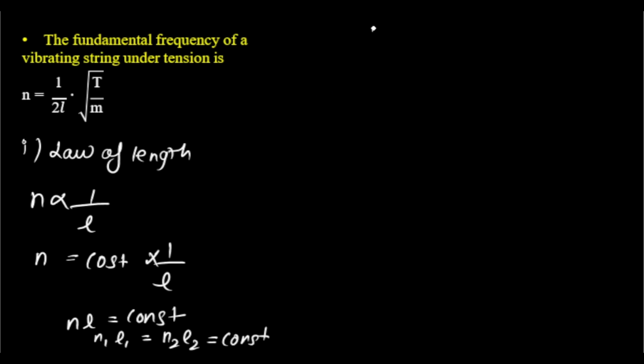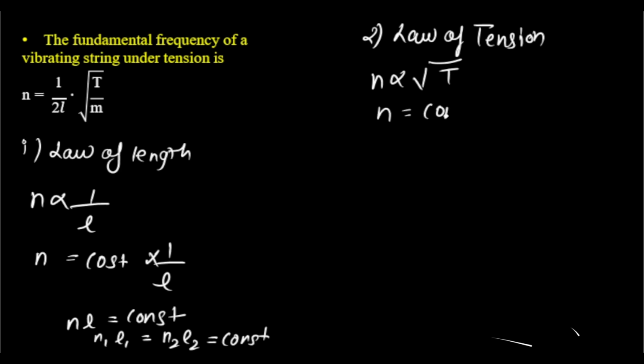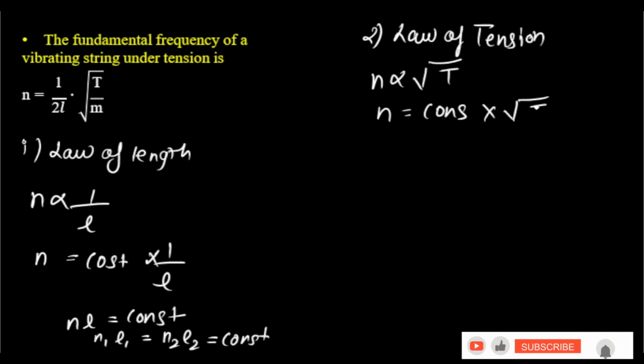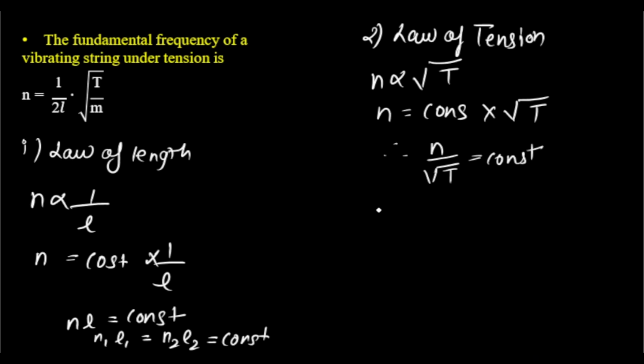Law of tension. So n is proportional to root of T, where m and L both are constants. So n is equal to constant into root of T. Therefore, n divided by root T is equal to constant, or n1 by root T1 equals n2 by root T2, which is equal to constant.